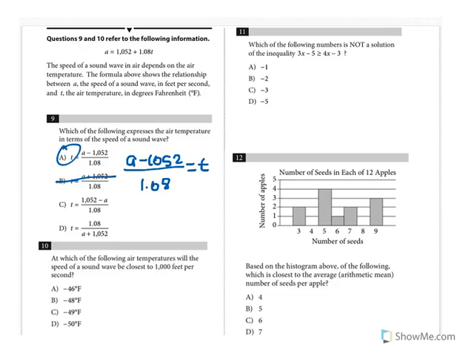At which of the following air temperatures will the speed of a sound wave be closest to 1,000 feet per second? So we're trying to solve for the temperature. We've already done that in number 9, so now we're looking at 1,000 minus 1,052, which is negative 52, divided by 1.08, that is approximately negative 48.1.